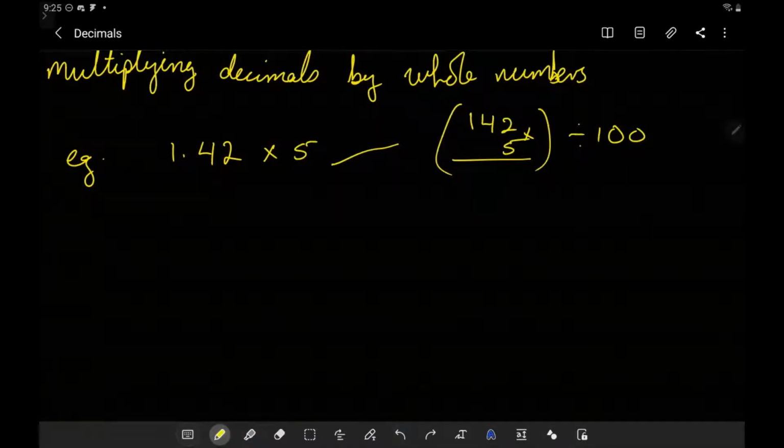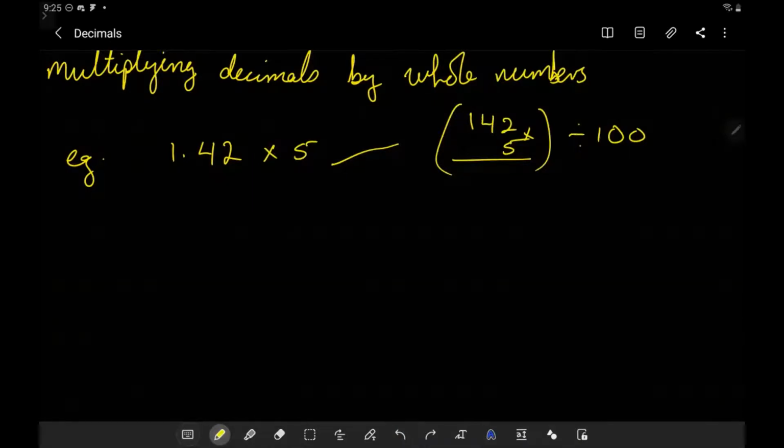But what I think you all would have learned is to just ignore the decimal place, count the decimal places and ignore them for now, and then put it back, right? Look at this. So if I was to do that, so 5 2s are 10, 5 4s are 20, and 1 is 21. 5 1s are 5, and 2 is 7.